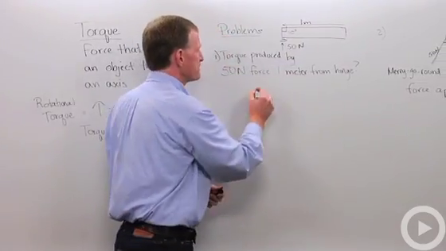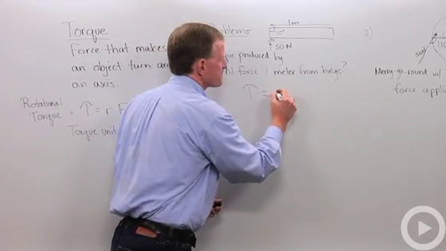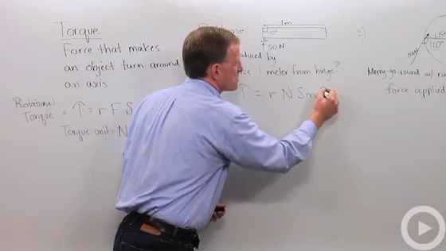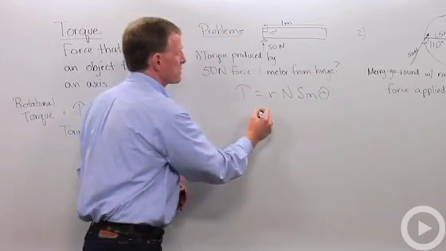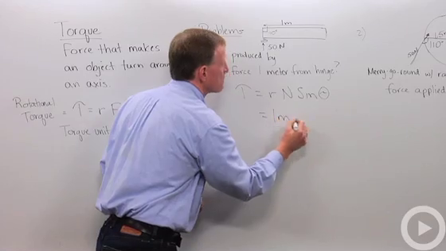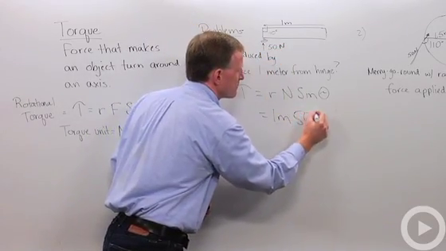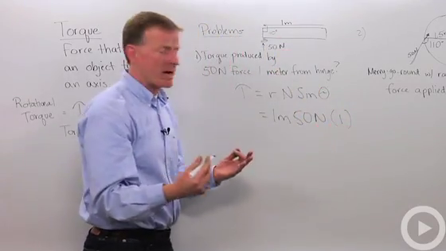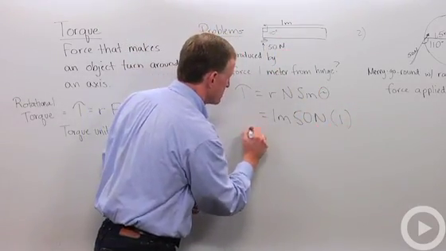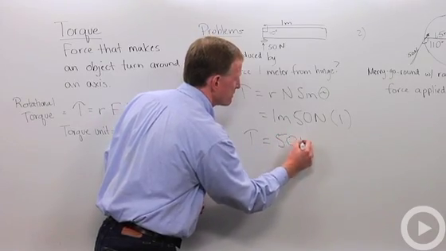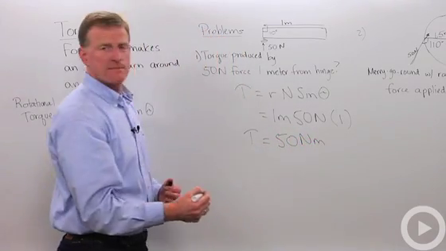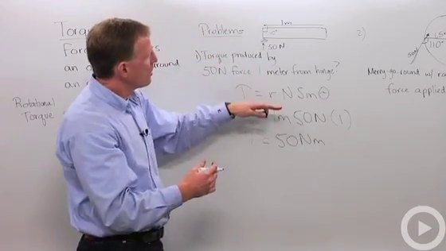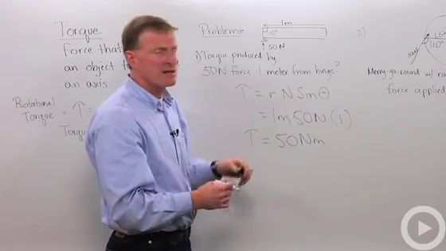So if I plug those in and I say torque equals radius times newtons times sine theta, okay? I'll just plug those in. I've got 1 meter times 50 newtons, and the sine of 90 degrees is 1, okay? Now if I solve that, I just get my torque is 50 newton meters. Okay, pretty easy, pretty straightforward problem, once I figure out how to apply all of these values from my equation into there.